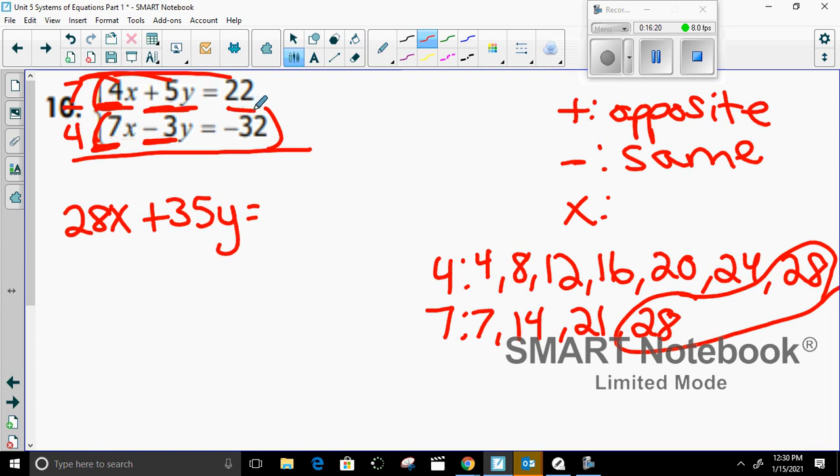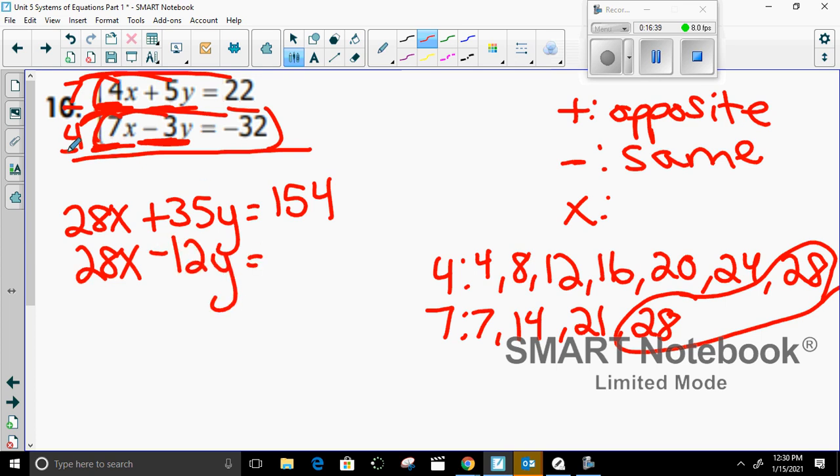And 7 times 22 is 154. Now everything in the bottom gets multiplied by 4. 4 times 7x is 28x. 4 times negative 3y is negative 12y. And 4 times negative 32 is negative 128.